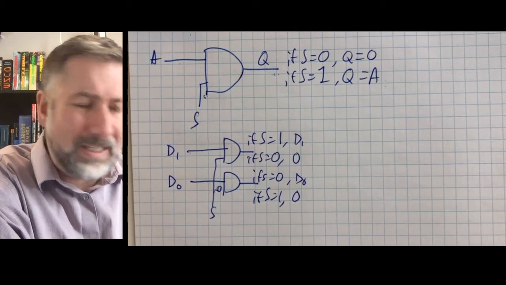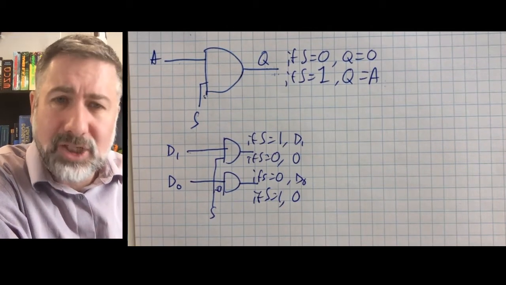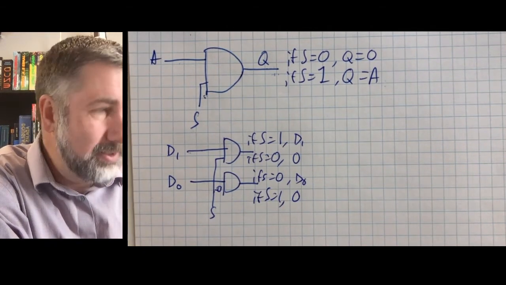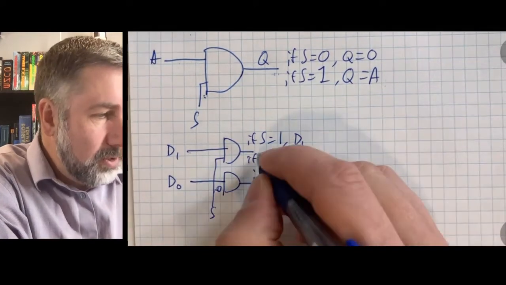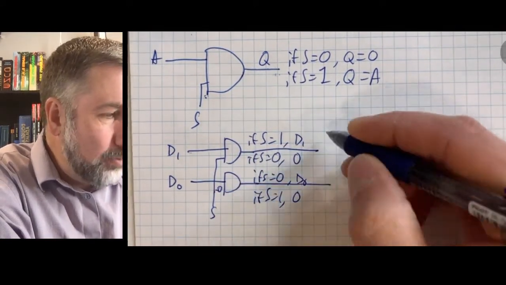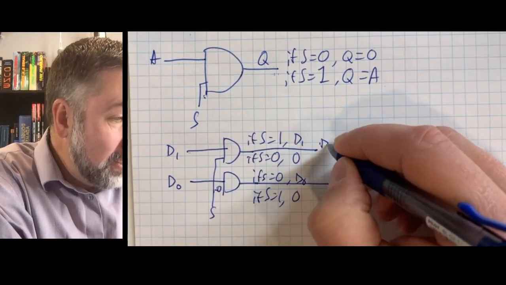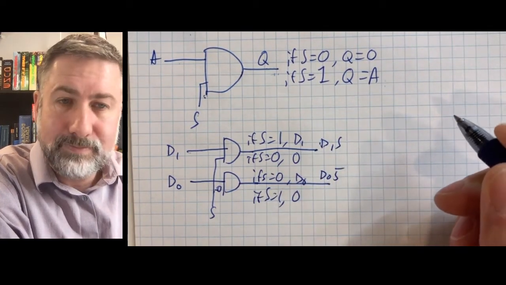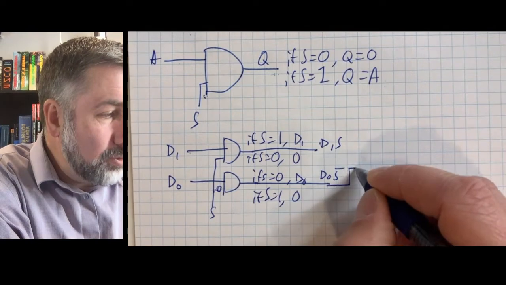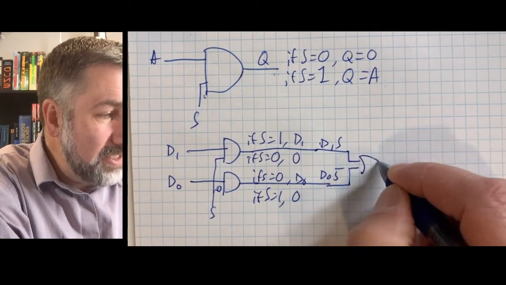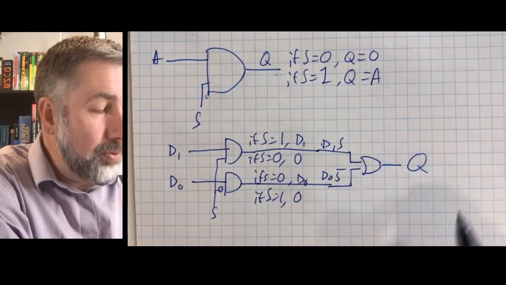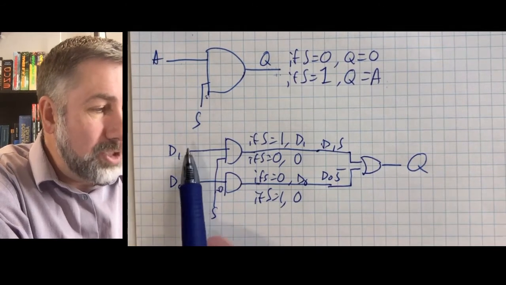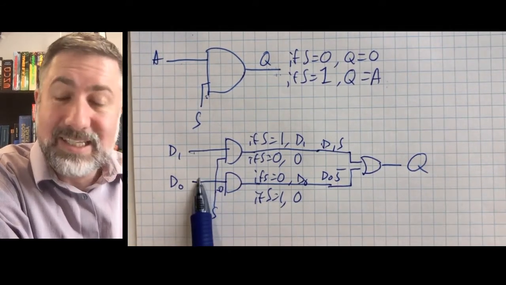All right, this seems kind of messy. We should have some sort of a representation for this. And of course we do, right? We can equally say this is equal to D1S and this is equal to D0S prime. And then all we have to do is OR these two things together and we'll get an output Q that corresponds to whichever of these is selected by this.